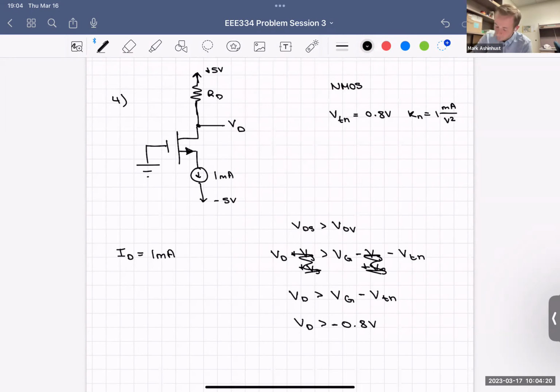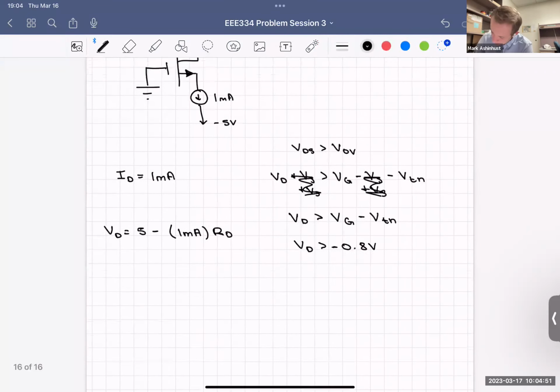So what do we know? Well, we want to solve for VD, right? So what does VD equal? Look at it. It's up here at the top. So we have a positive 5. We have a resistor down to this. Think for a second. What does VD equal? We have our positive 5 minus the current there, ID, which is 1 milliamp, times RD, which we don't know.